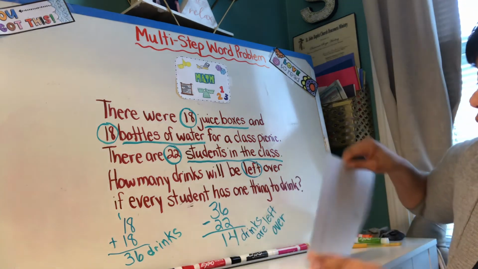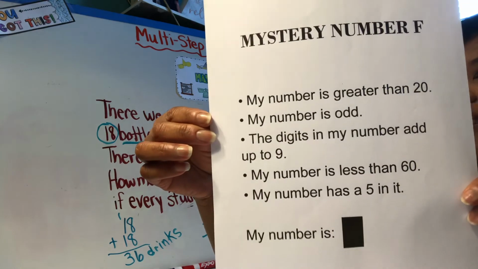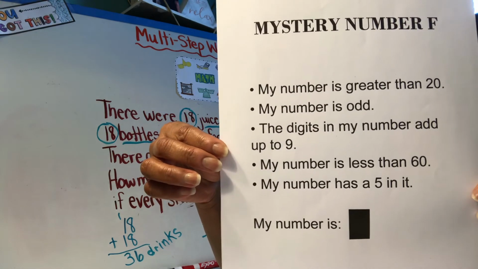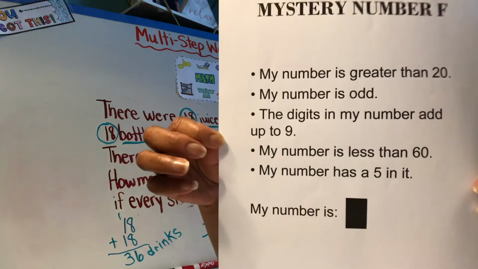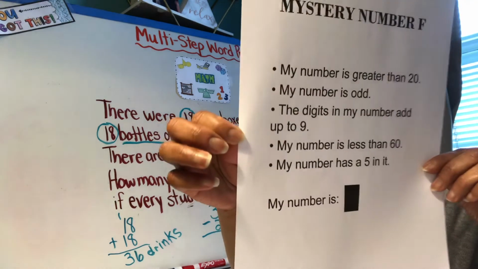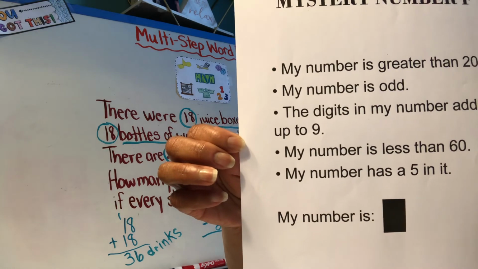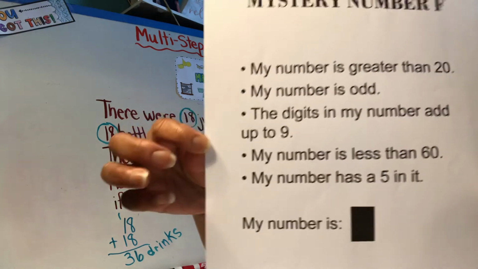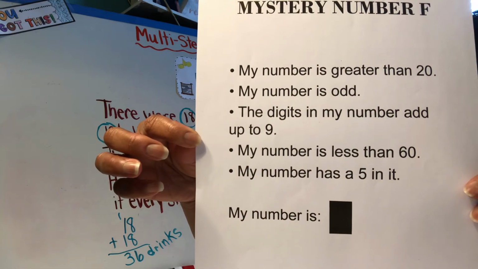So here is today's mystery for Friday. It says, my number is greater than 20. My number is odd. The digits in my number add up to 9. My number is less than 60. And my number has a 5 in it. What is my mystery number? So I'll leave that up for a minute. You can pause the video so that you can look at it and then work on it.